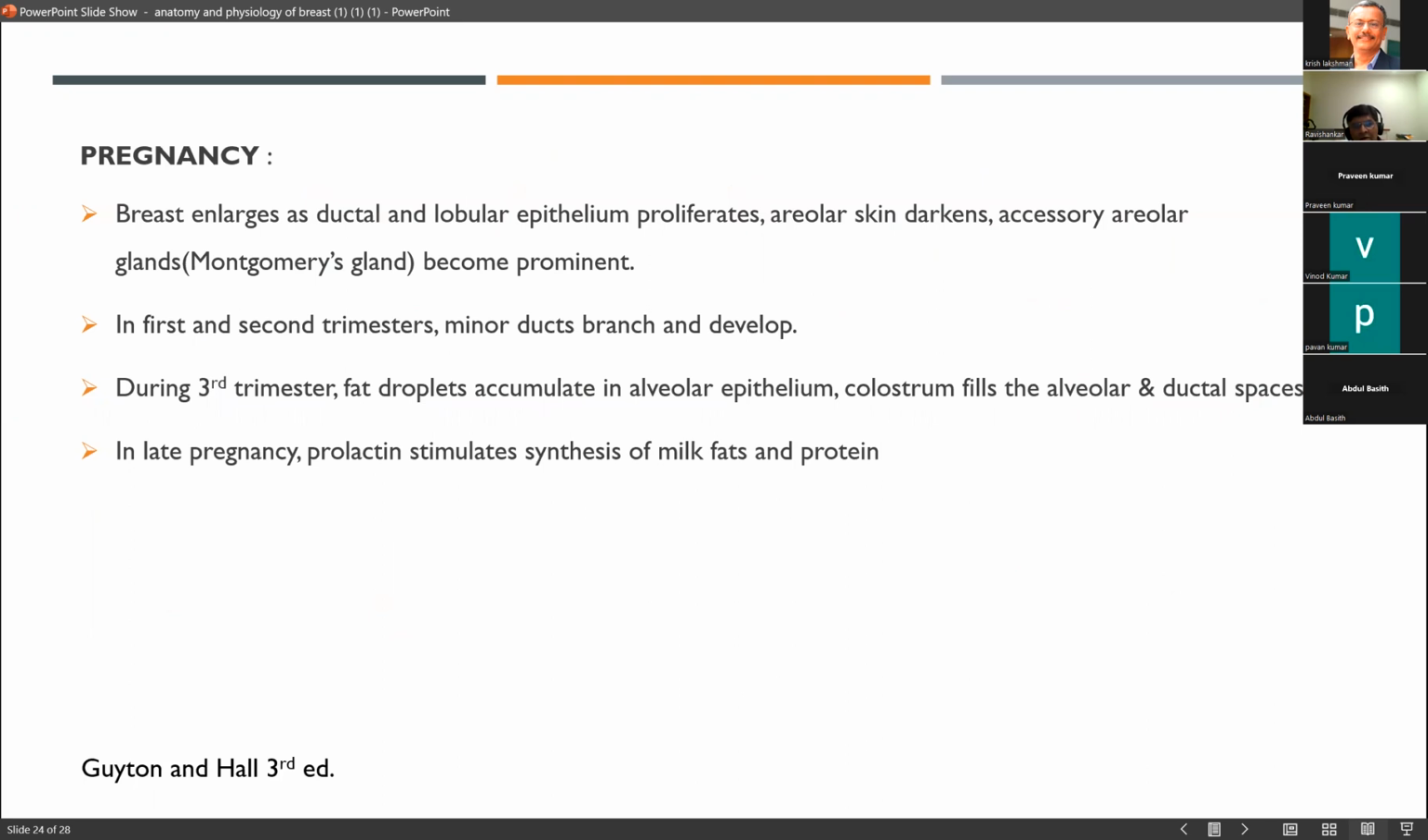During pregnancy, the breast enlarges as ductal and lobular epithelium proliferates. The areolar skin darkens and the accessory areolar glands become prominent. In the first and second trimesters, the minor ducts branch and develop. During the third trimester, fat droplets accumulate in the alveolar epithelium and colostrum fills the alveolar and ductal spaces. In late pregnancy, prolactin stimulates the synthesis of milk fats and protein.